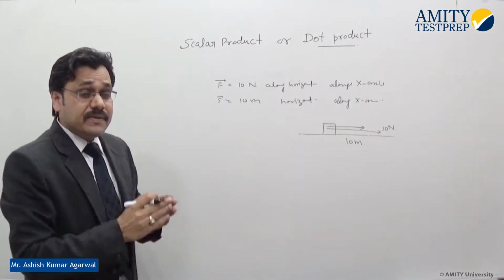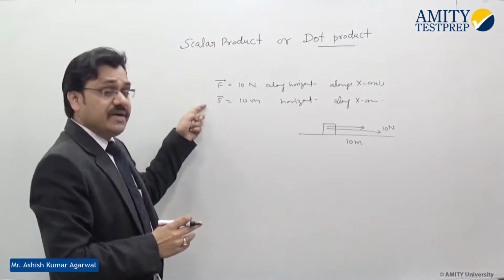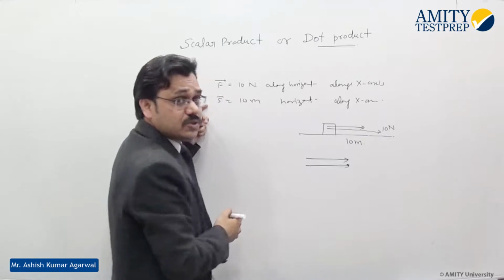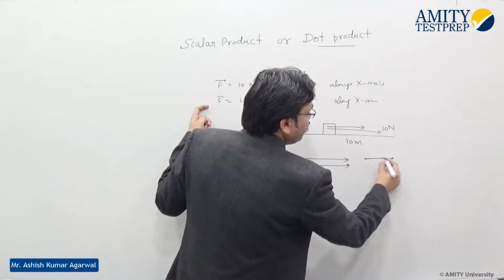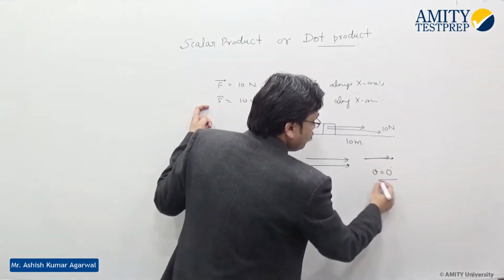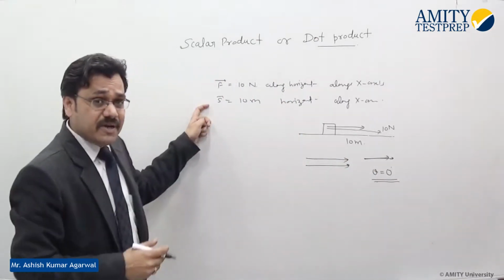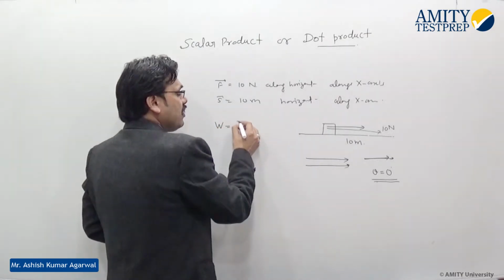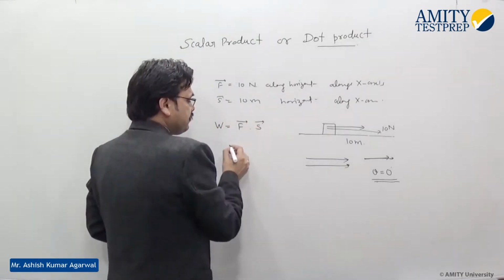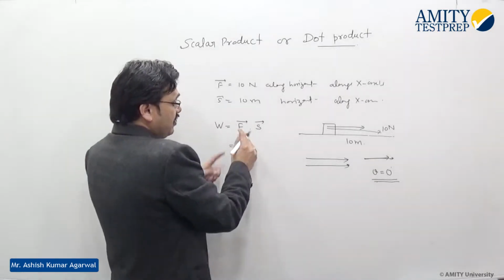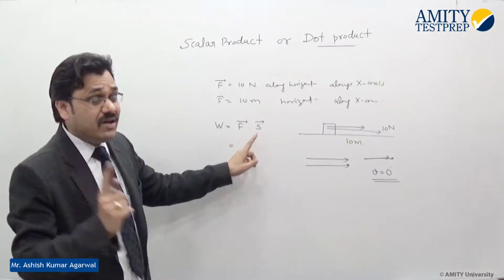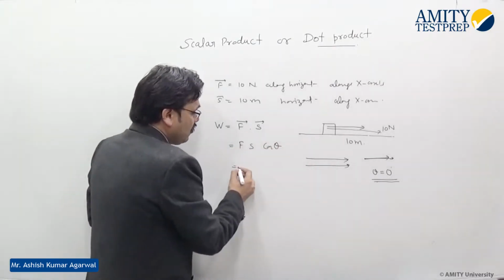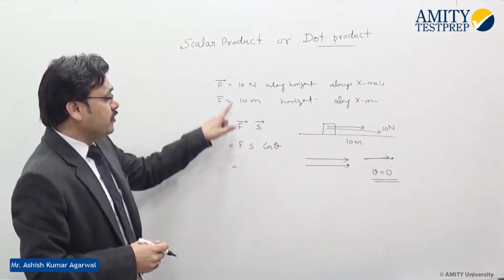Now because both the vector quantities, force and displacement, are in the same direction, the angle between these two, if I make them co-initial, will be equal to 0. If both are co-initial in the same direction, the angle should be 0. So what should be the work done? Work done should be equal to F vector dot S vector. Simply, if I write down the formula, F dot S should be equal to F s cos theta.